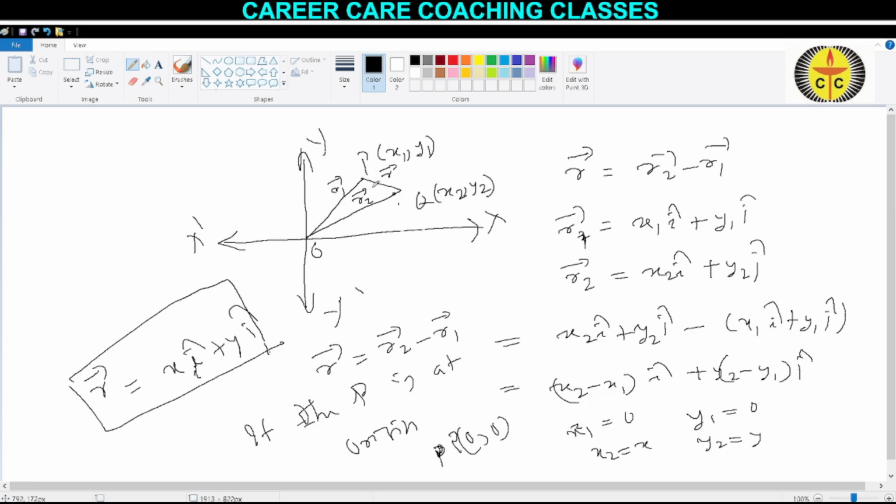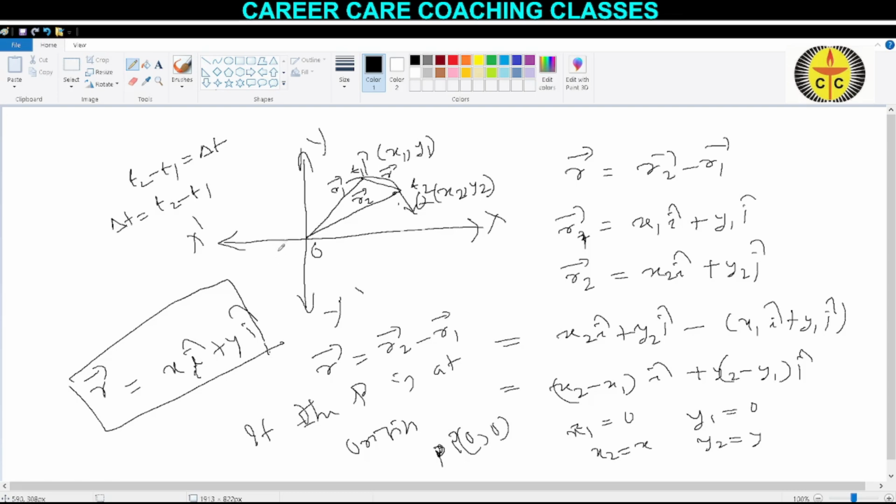If the particle moves like this, it is at time t1, and reaches here at time t2. Then what is the difference in time interval? The difference in time interval is t2 minus t1. That can be represented as delta t, so delta t is equal to t2 minus t1. From the expression we can also find out the velocity.